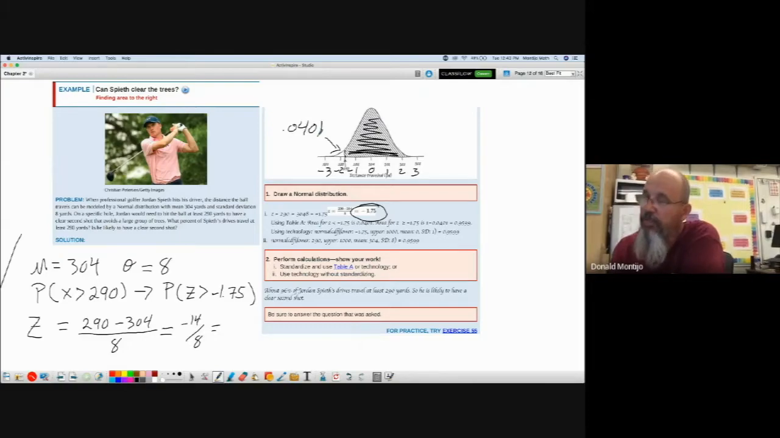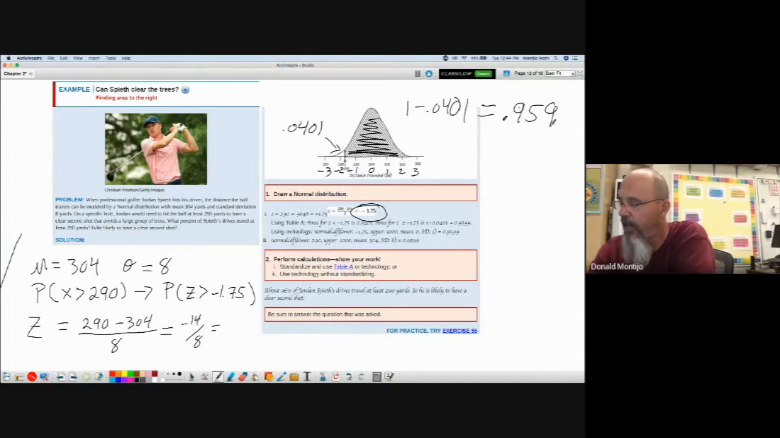So if 4% of his drives are less than 290, that would mean that approximately 96% of his drives would be greater than 290, or 0.9599, approximately 96%. Because remember, table A only gives us the area less than, to the left of, the point in question. Okay.